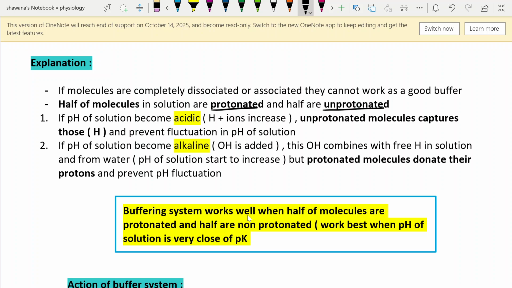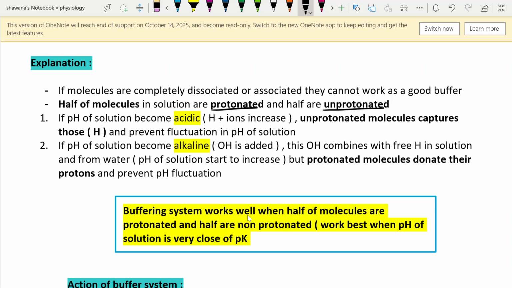We conclude that a buffering system works very excellently when half of the molecules are protonated and half of the molecules are non-protonated. What does it mean? It means that half of the molecules are protonated and half are non-protonated. This, in other words, means that the pH of that solution is very close to pK. We have discussed that when the protonated form and non-protonated form are equal, it means that the pH of that system is equal to pK.